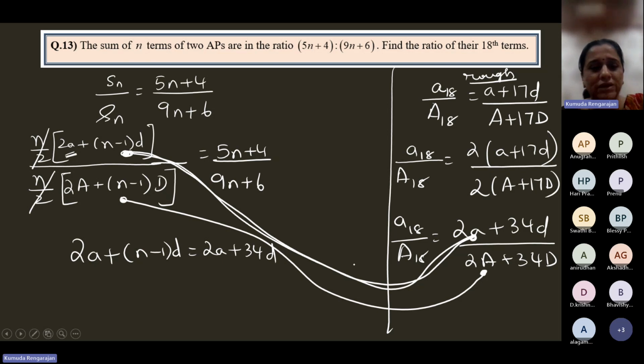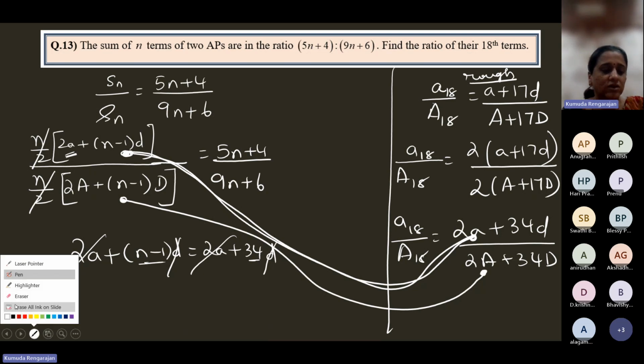So it's enough if you compare the numerators or the denominators. You don't have to do both because both are almost the same. So I'm comparing the numerator. So 2a and 2a get cancelled, and d also gets cancelled. Cancelling meaning you're just looking at both the sides, and what happens now? N minus 1 is equal to 34.